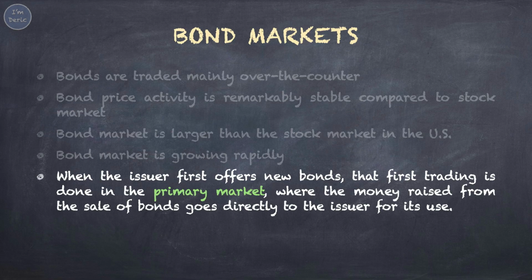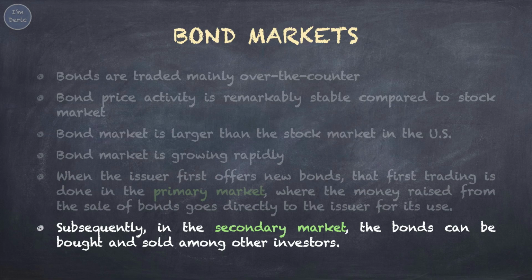When the issuer first offers new bonds, that first trading is done in the primary market, where the money raised from the sale of bonds goes directly to the issuer for its use. Subsequently, in the secondary market, the bonds can be bought and sold among other investors.